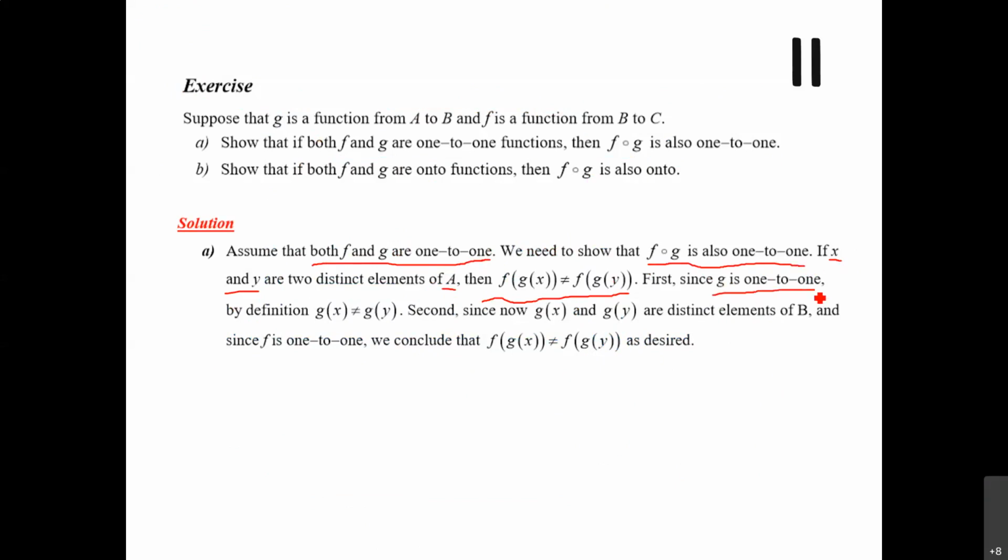First, g is 1 to 1. Then by definition, g of x is different than g of y. Now, g of x and g of y are in B and they're different. So again, since f is 1 to 1, you get this. So it's pretty straightforward when you think about it.